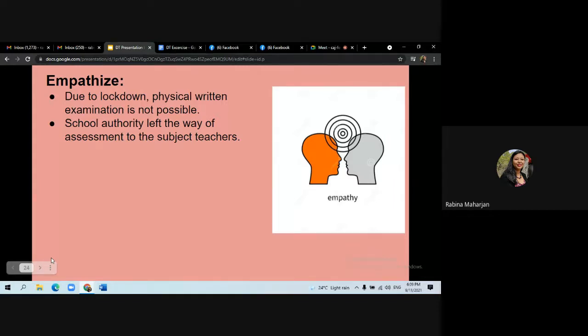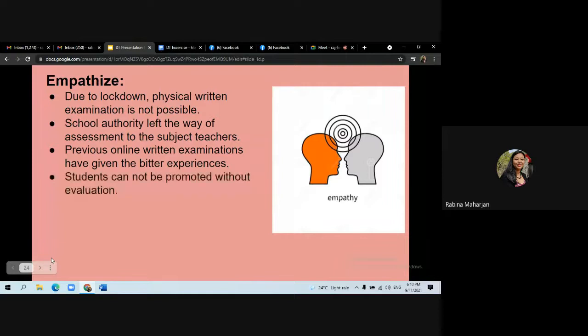So it is the subject teachers' responsibility to carry out the assessment from now onward. And she also shared with us that the previous online written examination was a bitter experience. Most of the students copied from their note copies, textbooks, and Google. So it was a bitter experience for her. And students cannot be promoted without evaluation. That is also a fact of our Nepalese education system.